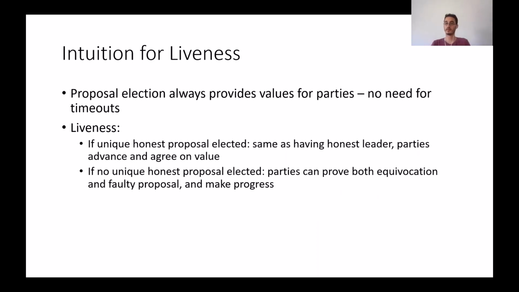On the other hand, if that isn't the case, then different parties might output different values, or alternatively, all output the same value, just not necessarily the value of an honest leader. In that case, we know that parties can prove both equivocation and the fact that the proposal is faulty to each other, and we can always make progress. They either manage to continue through the view, or eventually they'll see that one of these events has taken place and will continue to the next view.